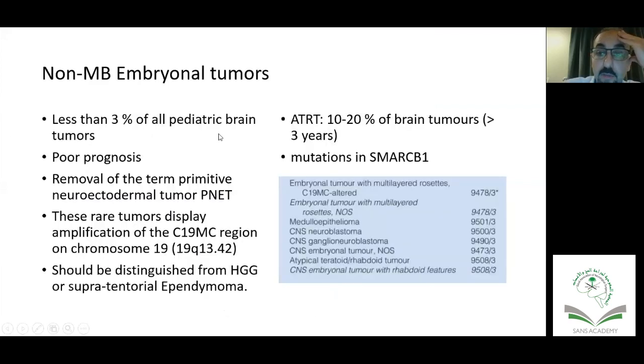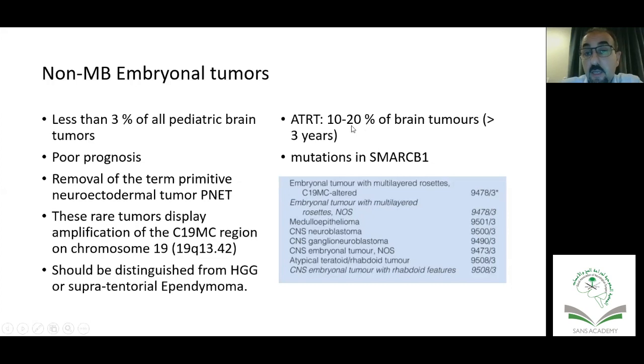The non-medulloblastoma embryonal tumor, as I said, we have specific tumors now depending on the mutation. They're not very common, they have very poor prognosis, and PNET has been removed now. So we have this entity, which is the C19MC. Again, a lot of the supratentorial tumors that used to be called PNET are either high-grade glioma or ependymoma.